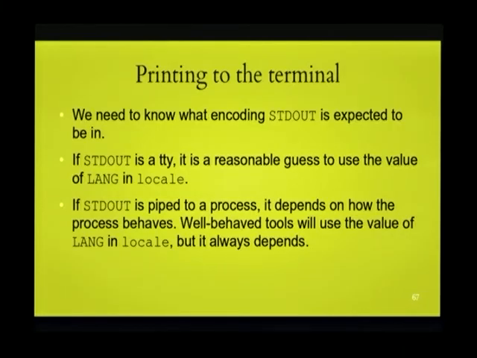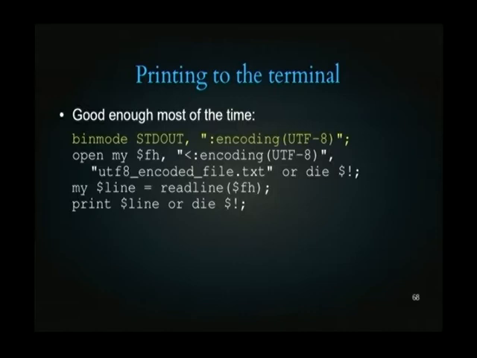Technically, you're supposed to check the locale environment variables and find the right encoding that is expected. But in practice, I found most modern Unix applications just print UTF-8, and there are very few applications that expect anything else. So in practice, you can get away with just doing this: binmode STDOUT, ':encoding(UTF-8)'. And if you know that the file is encoded in UTF-8, you can then print it out, and you won't get the wide character in print warning.